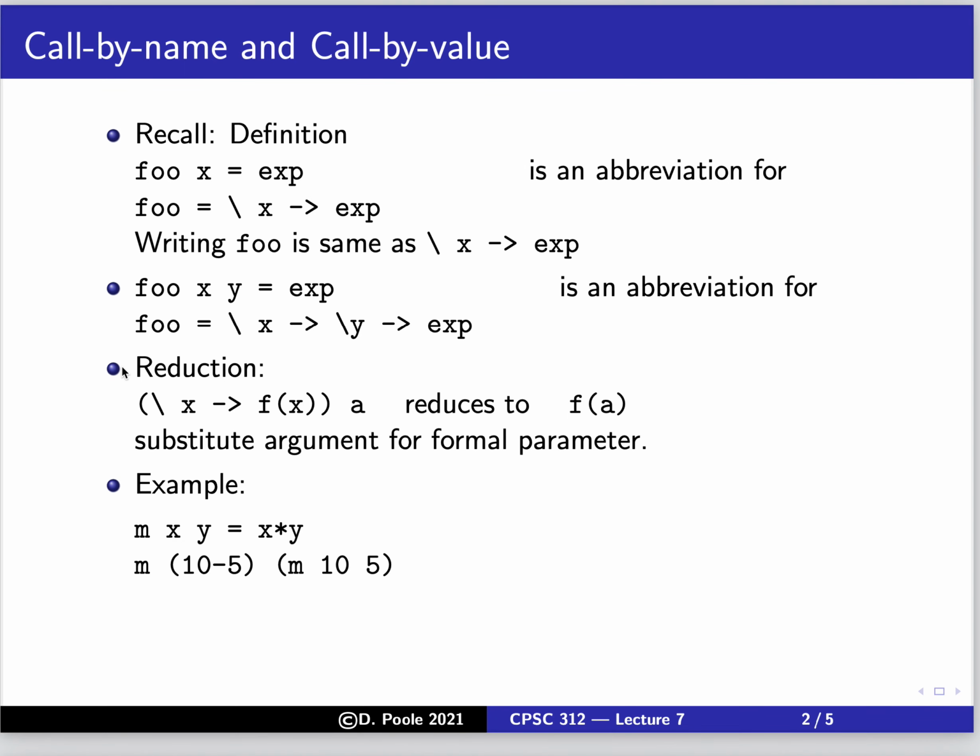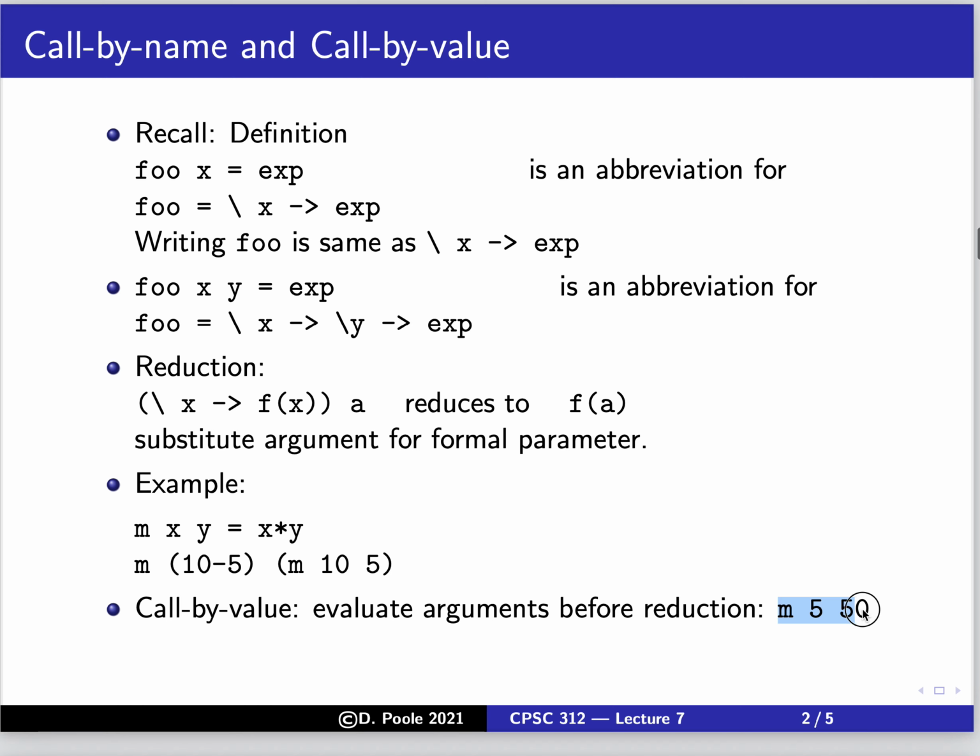Okay, it's simple. So suppose we have m of x y is equal to x times y, a simple function. And we have m of 10 minus 5, and m of 10, 5. Right, so there are two m's here. There are two different ways of doing the evaluation. One is called by value, and this is the one that's familiar from many programming languages: you evaluate the arguments before reduction. So first of all, we evaluate 10 minus 5, and you get 5. And then we're going to do m of 10, 5, and we get 10 times 5 is 50. And then we evaluate that, and we get 250.